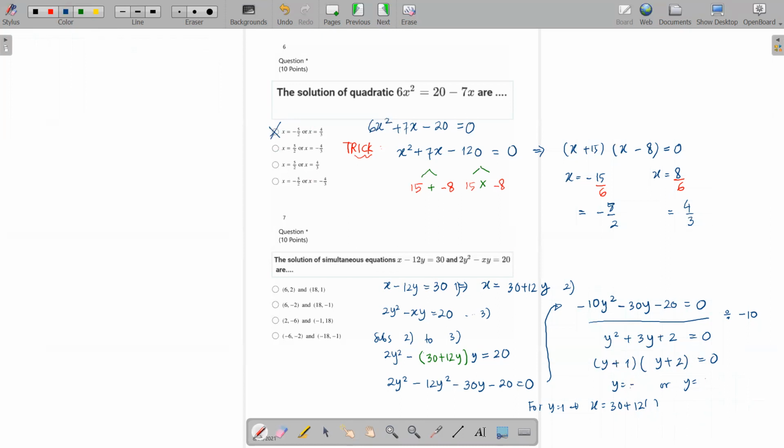So y plus 1 equals 0, so y equals negative 1. y plus 2 equals 0, so y equals negative 2. And therefore it is negative 1, so you will get 30 plus minus 12, so it will be 18. And for y equals negative 2, you will get x equals 30 plus 12 times negative 2, so it will be 6. So the correct answer will be 18 or 6, comma, negative 2 and 18 comma negative 1. So this one.